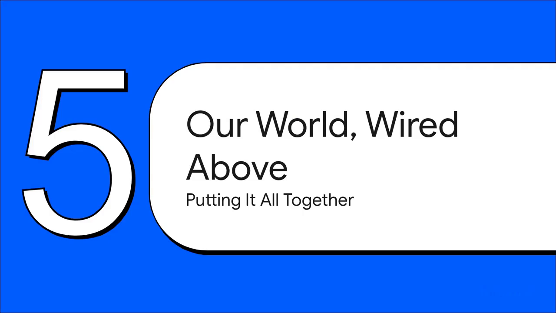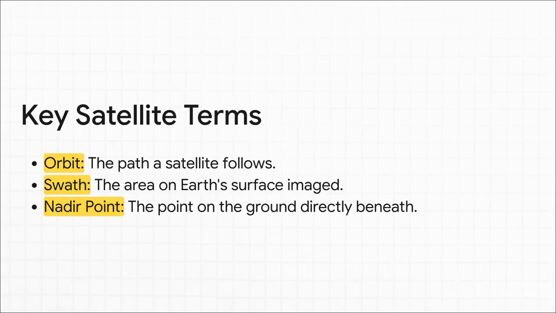So for our final section, let's put all the pieces together. We've looked at orbits, altitude, and all their different jobs. So how does this all combine to, well, wire our world from above? All right, to really picture how this all works together, a few quick terms are super helpful. We already know the orbit. That's the satellite's path. Now, as it travels, the area on the surface that it can see at any one time is called the swath. And the nadir point? That's just the spot on the ground directly underneath the satellite.